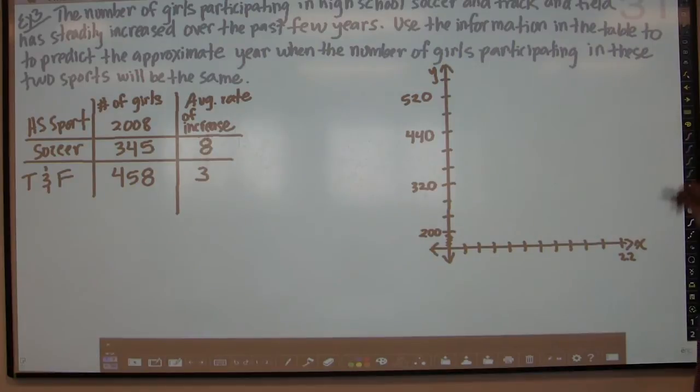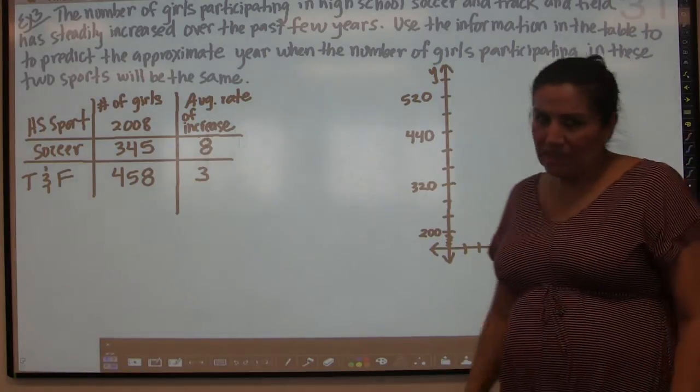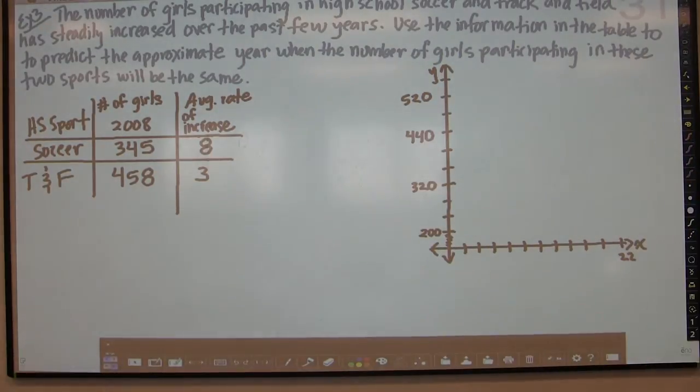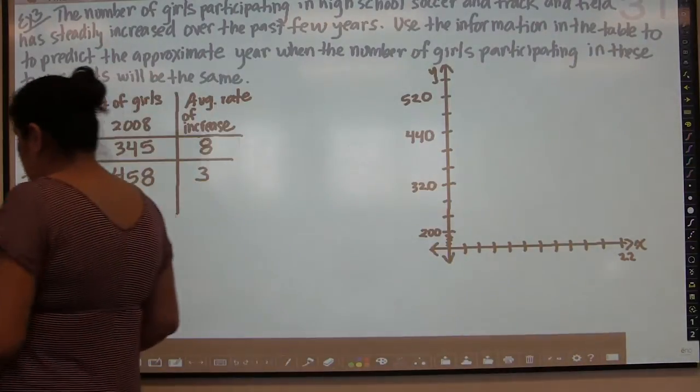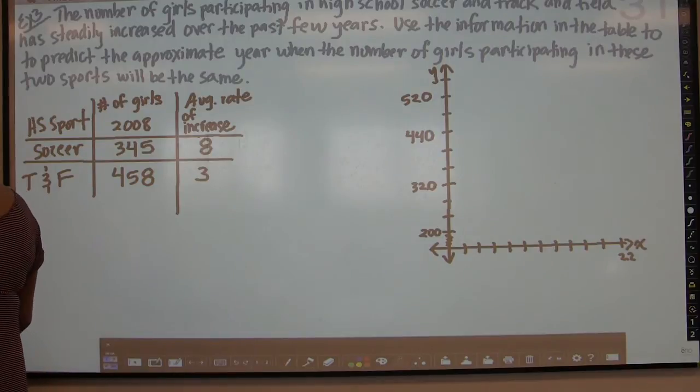All right, and I believe this is our last example here. It says, the number of girls participating in high school soccer and track and field has steadily increased over the past few years. Use the information in the table to predict the approximate year when the number of girls participating in these two sports will be the same. Okay, so basically what we're going to do is take this information from our table and make it into an equation.